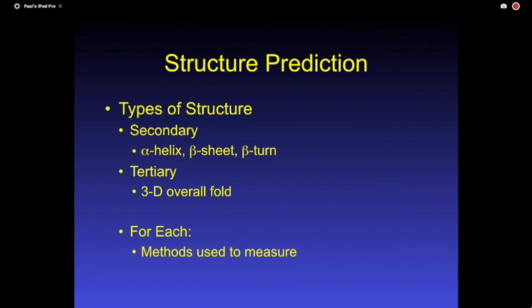Okay. Now, when we actually look at predicting structure, the types of structure that we're going to look at are secondary structures first, and then tertiary structure, the overall fold. There are methods that we use to measure these, and we'll show you a couple of these. Okay, and so we'll introduce a couple of secondary structures and then talk about tertiary.